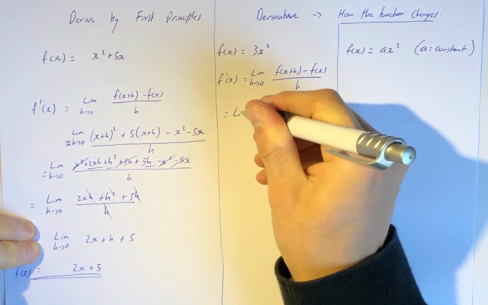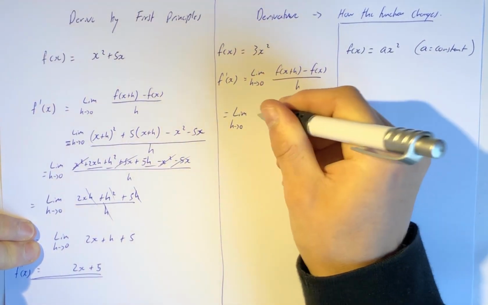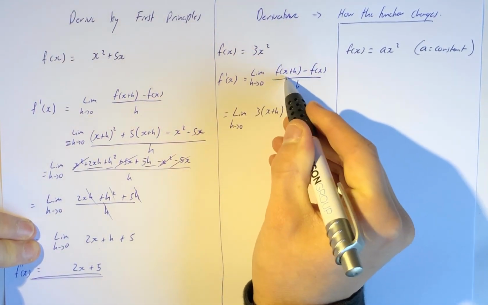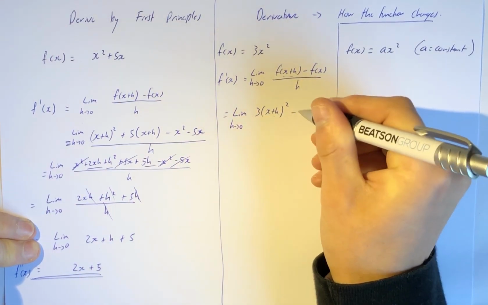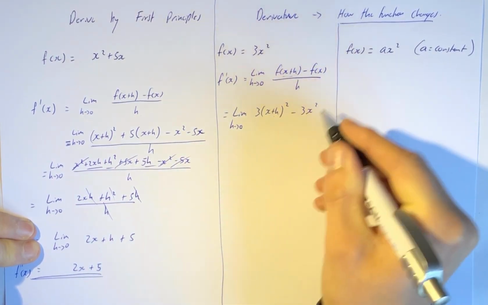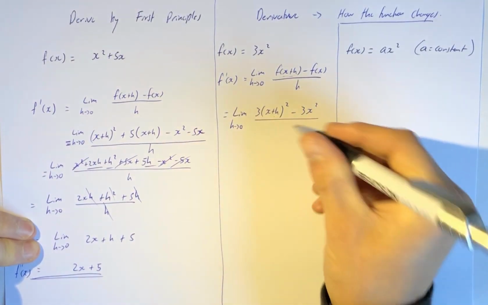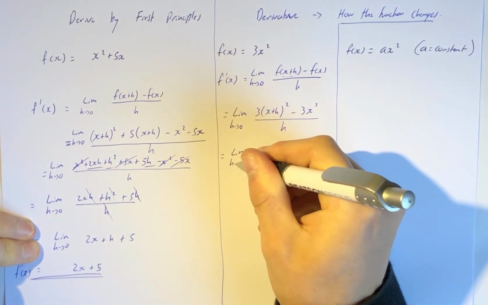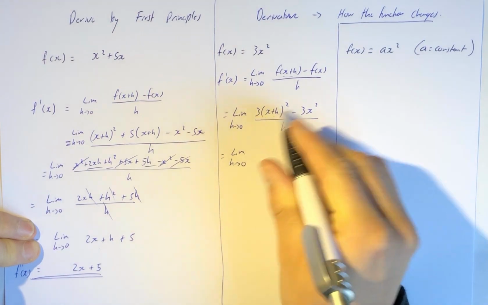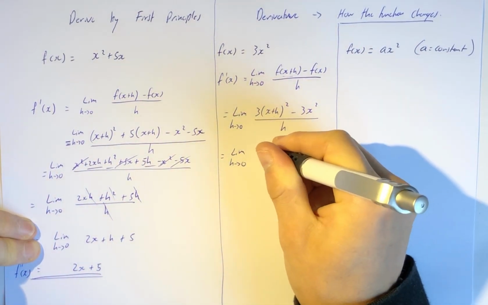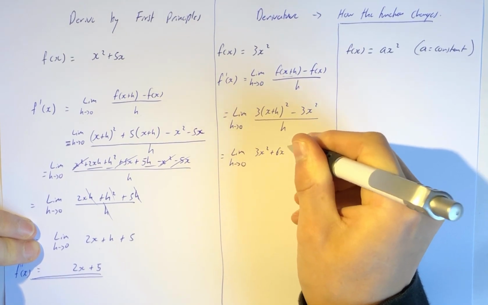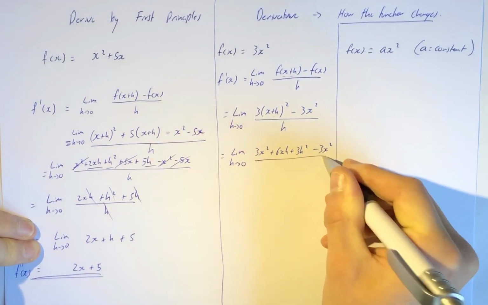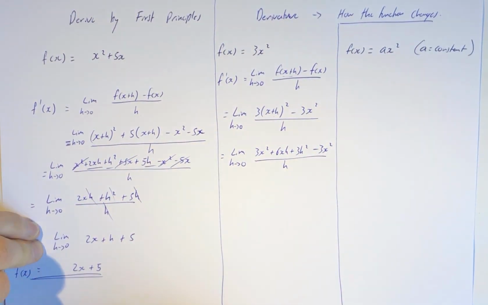So it's going to be equal to the limit as h tends to 0 of 3 times x plus h squared. Notice it's just that function, but the input now is x plus h. Take away the function where just x is the input, over the difference in x, so over some h. Let's take the limit. We're always taking a limit all the way down, so I write it every time. Expand and simplify the top: 3x squared plus 6xh plus 3h squared, take away 3x squared, all over h.